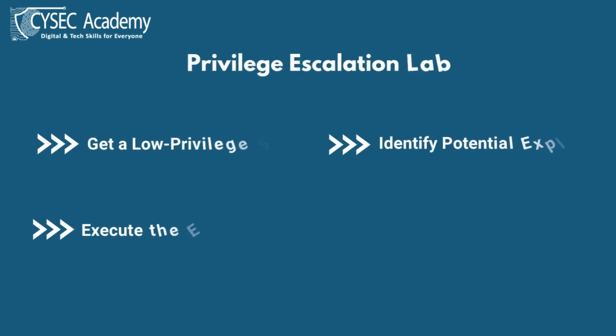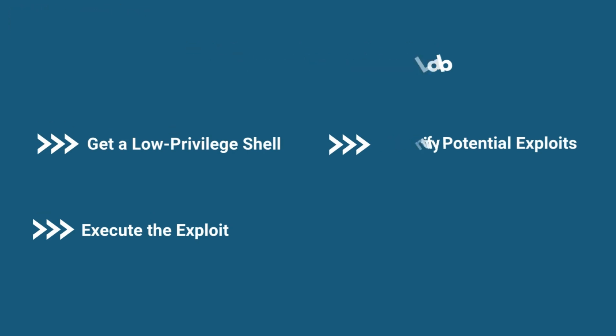Privilege Escalation Lab. This lab will simulate a real-world scenario where you have a low-level shell and need to escalate your privileges. We will use a Linux kernel exploit on Metasploitable 2. These are the steps to follow. 1. Get a low-privilege shell. 2. Identify potential exploits. Run uname -a on the low-privilege shell to get the kernel version, then use searchsploit, for example searchsploit Linux 2.6.24, or a web search to find a matching kernel privilege escalation exploit.